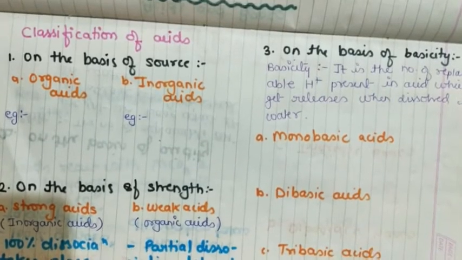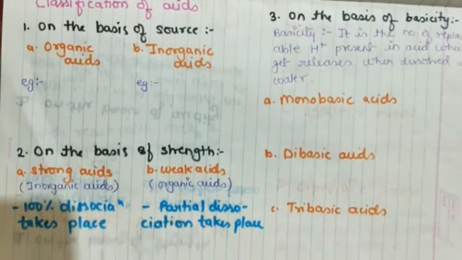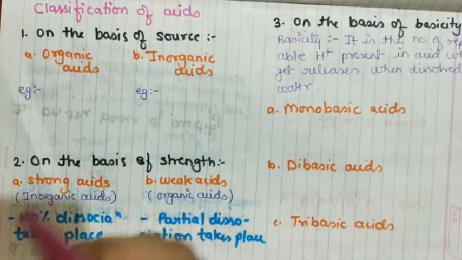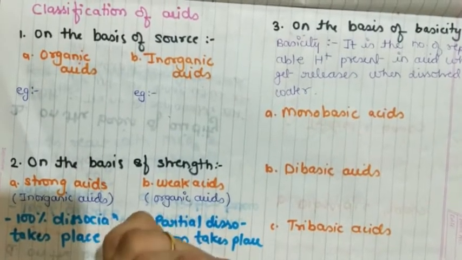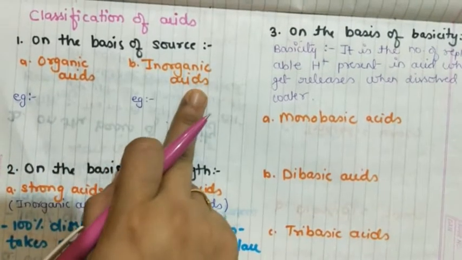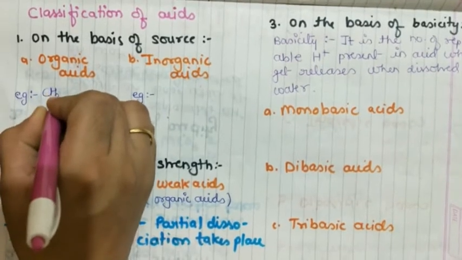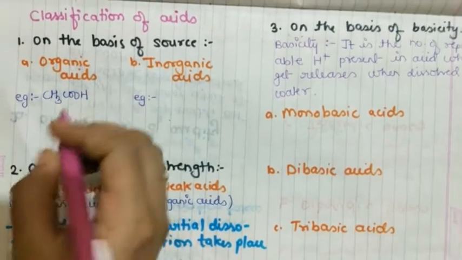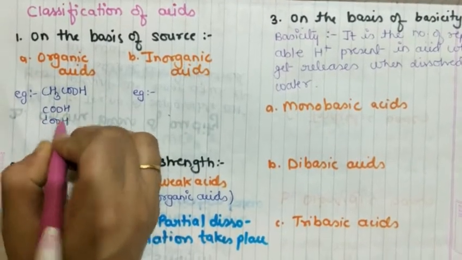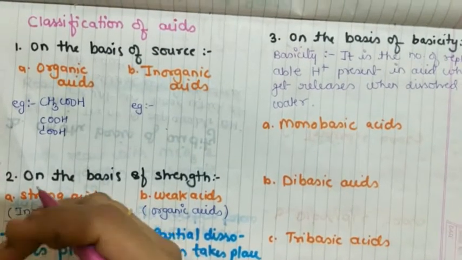There are some bases on which the acids can be classified. Let's check about that. First, on the basis of source, acids are considered as organic acids or inorganic acids. What are organic acids? What are the examples? If we talk about acetic acid, or oxalic acid, these are some organic acids which we are using.